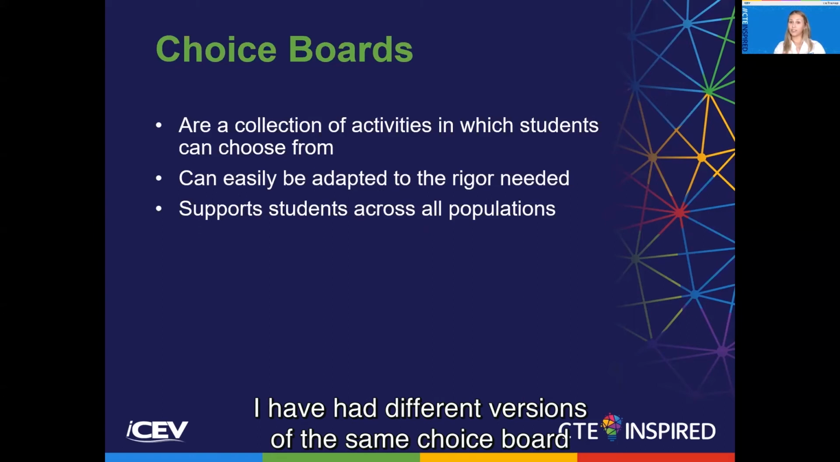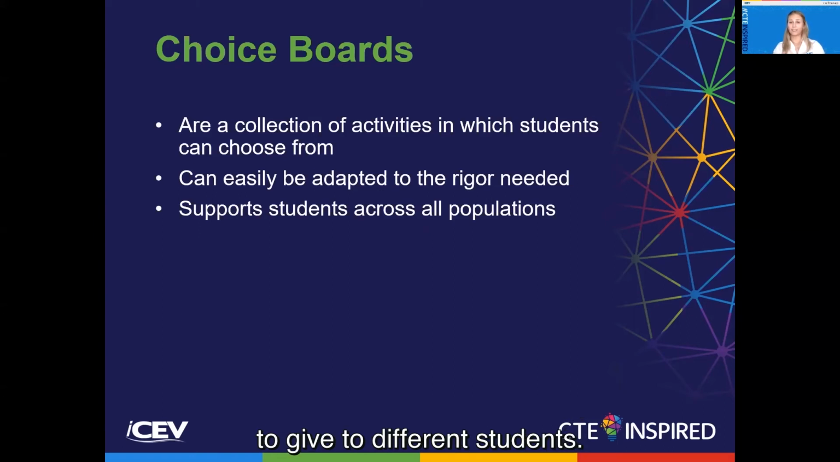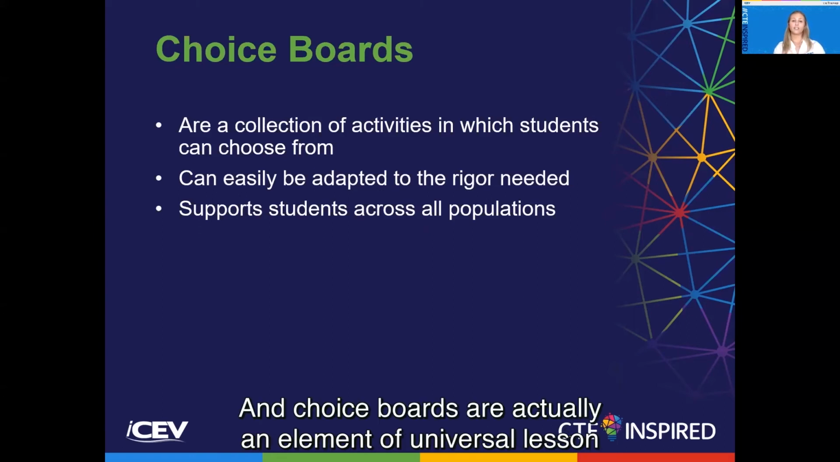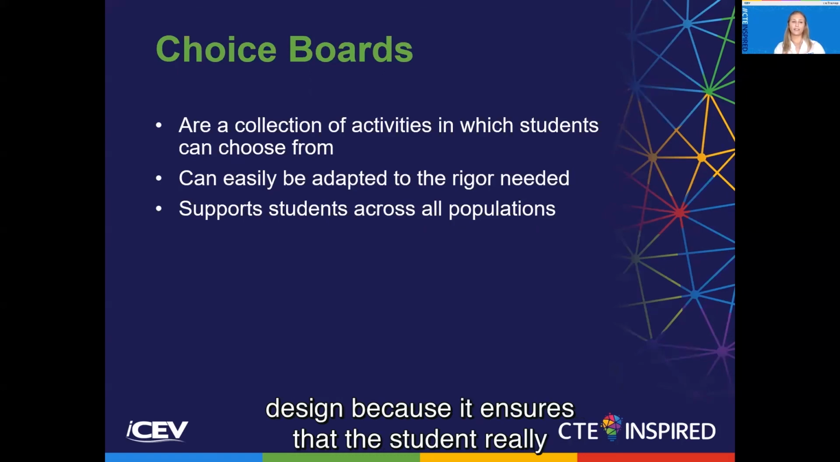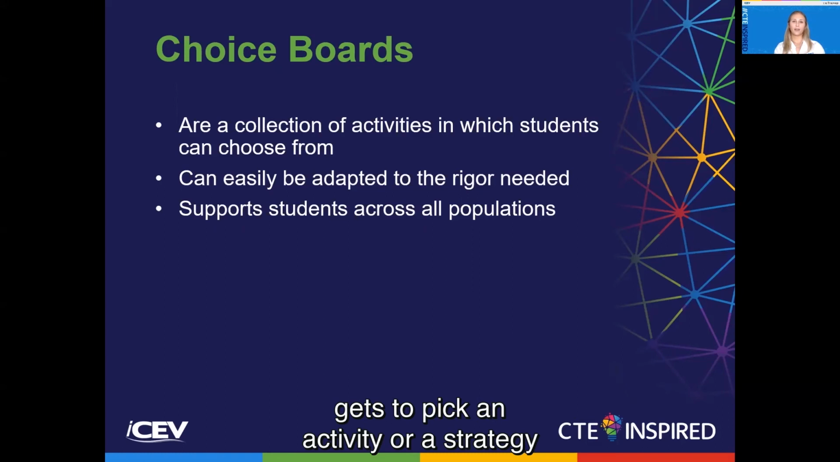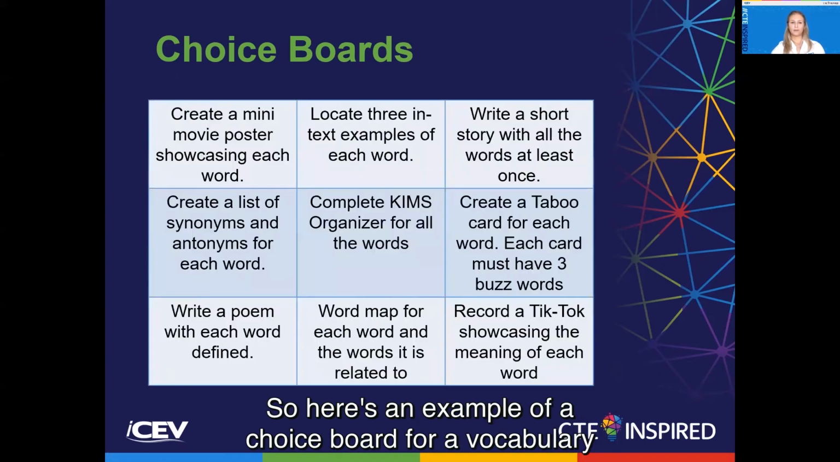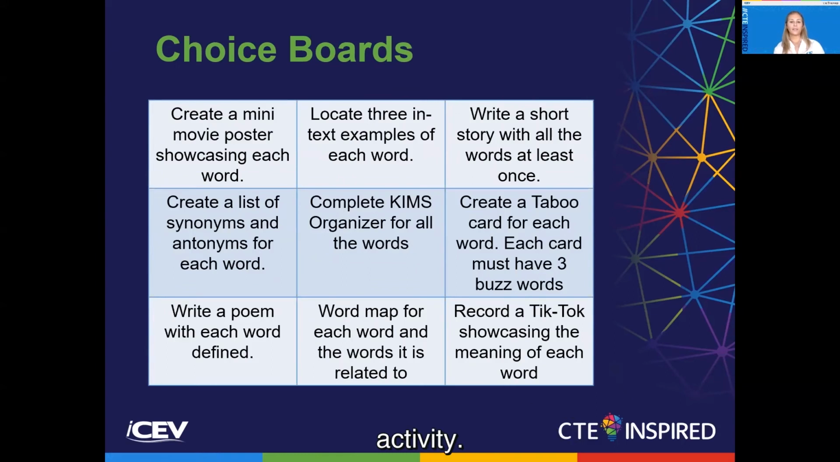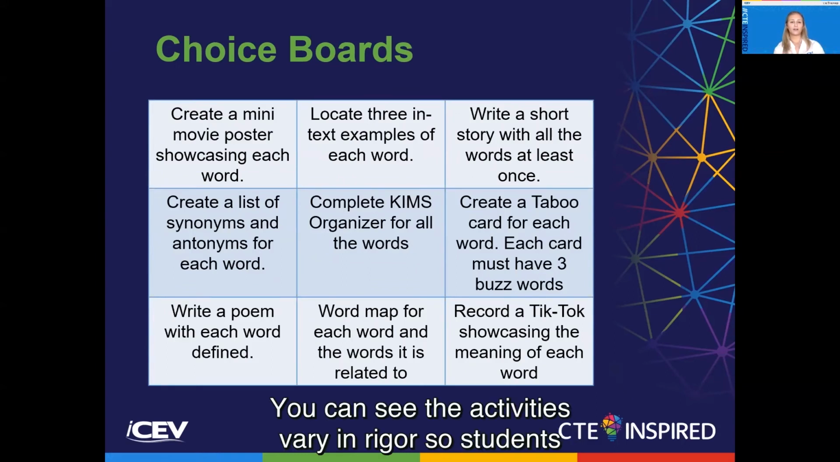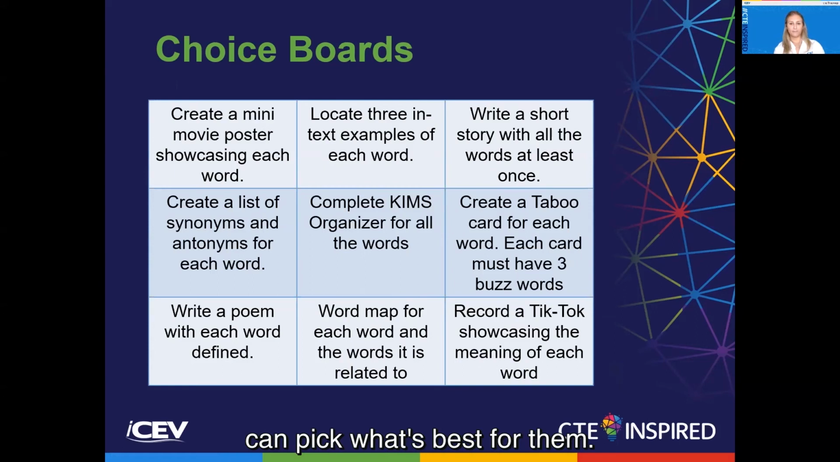I've had different versions of the same choice board to give to different students. And choice boards are actually an element of universal design for learning because it ensures that the student really gets to pick an activity or a strategy to show or share their knowledge that they're comfortable with. So here's an example of a choice board for a vocabulary activity. You can see the activities vary in rigor, so students can pick what's best for them.